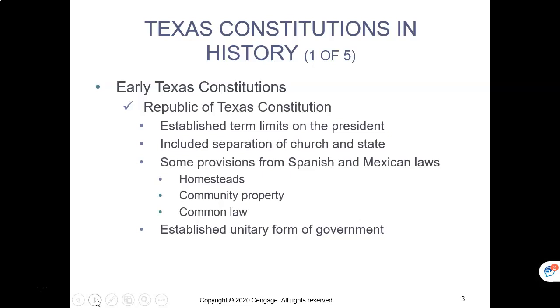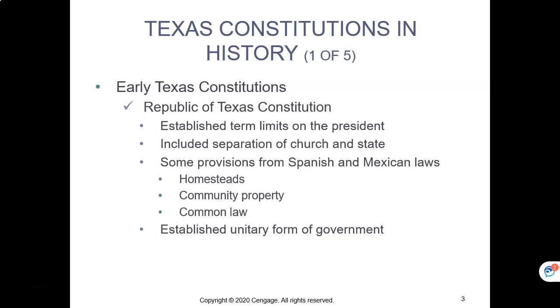another very Spanish provision is the concept of community property. So community property basically says that two people in a marriage jointly own all of the property that is acquired during the marriage. Doesn't matter who made it. Doesn't matter who was working. If you are married, then all the income that comes in is jointly owned.